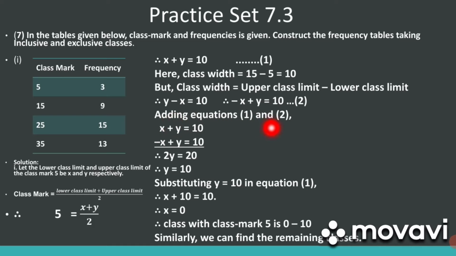Adding equations 1 and 2, we get x plus y is equal to 10 plus minus x plus y is equal to 10. Here the variable x gets eliminated and we get 2y is equal to 20, and therefore y is equal to 20 upon 2, which is equal to 10. Substituting y is equal to 10 in equation 1, we get x plus 10 is equal to 10, therefore x is equal to 0. Therefore, the class with class mark 5 is 0 to 10. Similarly, we can find the remaining classes.